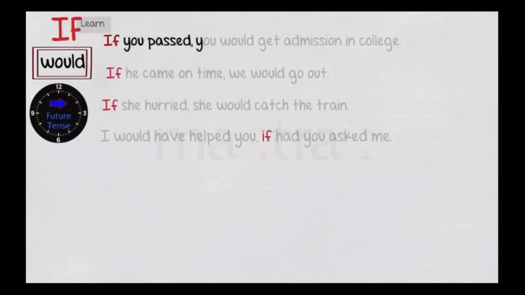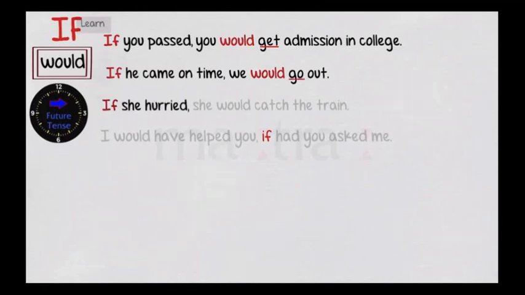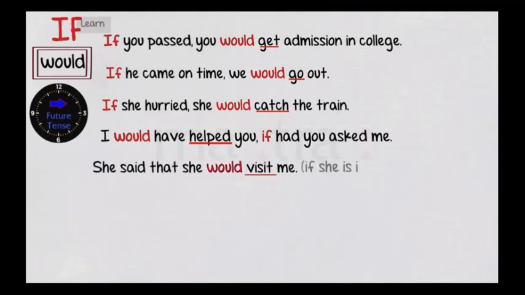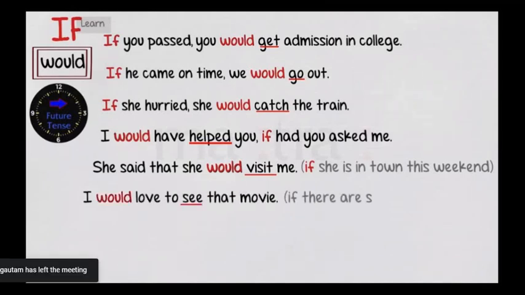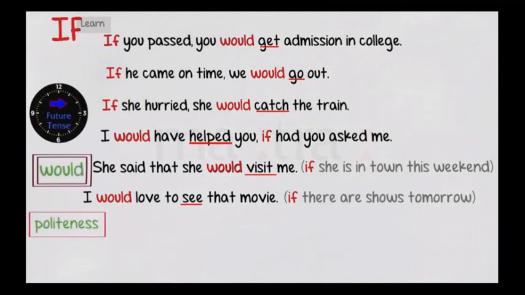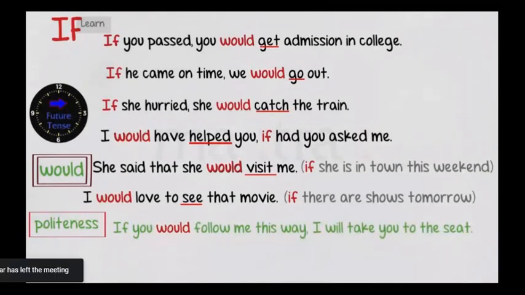If you passed, you would get admission in college. If he came on time, we would go out. If she hurried, she would catch the train. I would have helped you if you had asked me. She said that she would visit me. I would love to see that movie. We also use would for politeness. If you would follow me this way, I will take you to the seat. Would you give me that book, please?